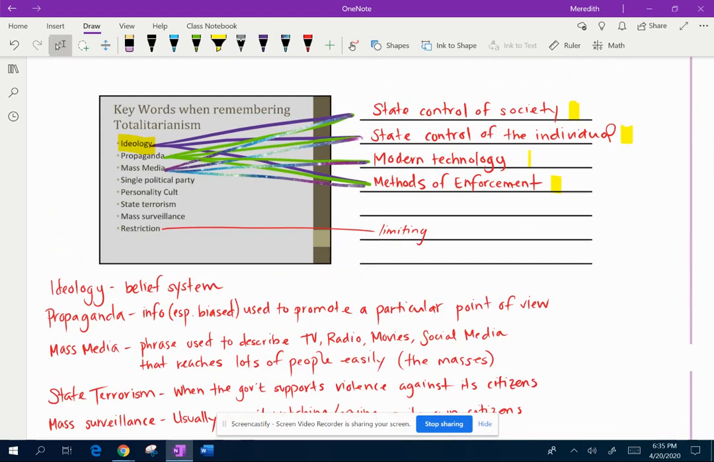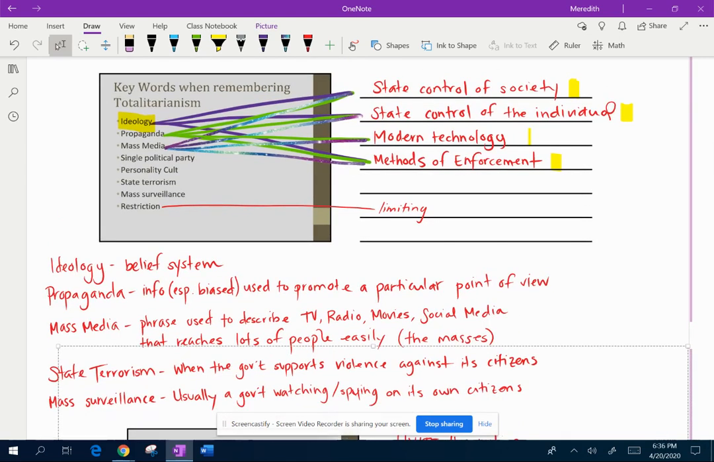Now down here below, I decided that I was going to write out very explicit definitions because some of these words are on your vocabulary quiz. So I wanted to give you no doubt of what those words mean. But I also just wanted to clarify. So we've got ideology is just a belief system. Propaganda is information that is potentially or especially biased. And that's used to promote a particular point of view. So we can use that to either support something or to show that we don't agree with it. Mass media, I think, is the most, if you guys look at it online, it's literally just media.